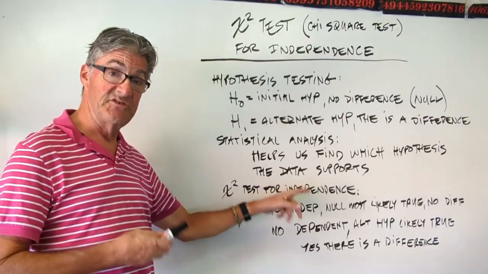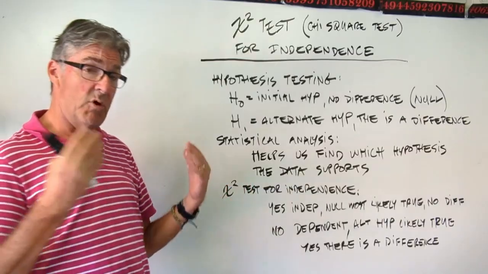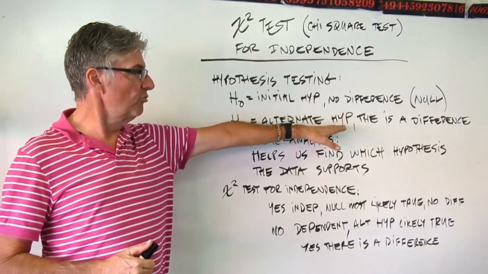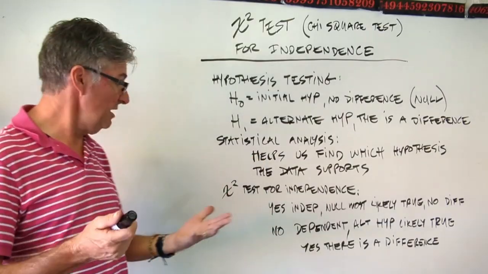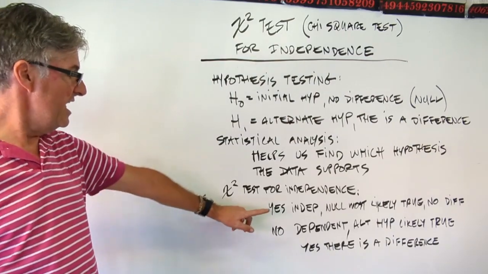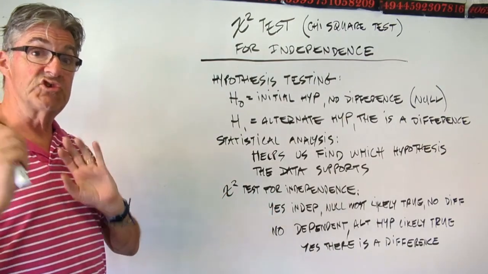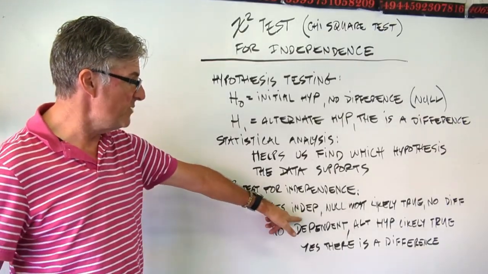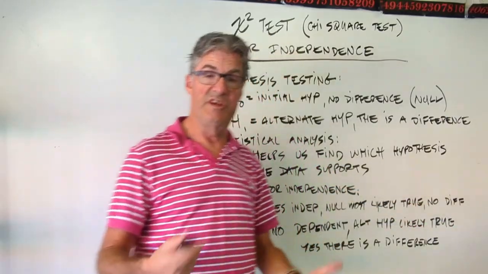So this is where the stats and the data come in. You've collected some data. You want to find out, does that data support the null hypothesis or your real, or what the book is calling the alternative hypothesis? Okay? So here's where the chi-square test comes in. The chi-square test will show either independence or dependence. So if we have independence, it means the null is most likely true and there's no difference.